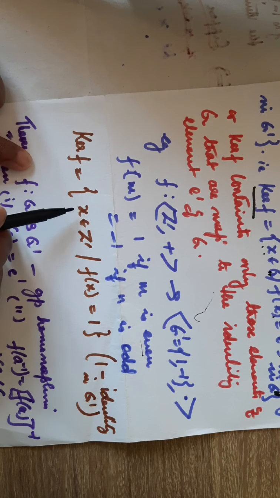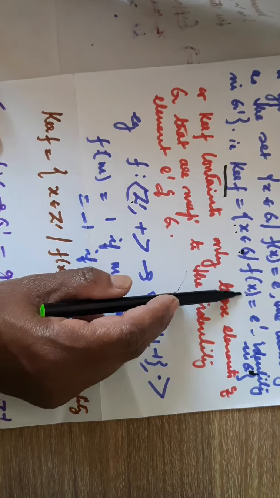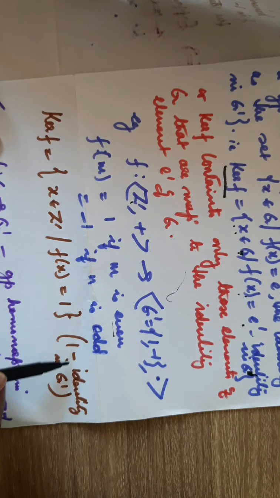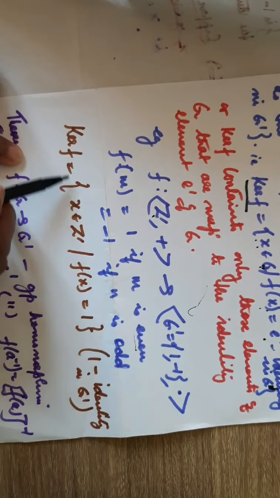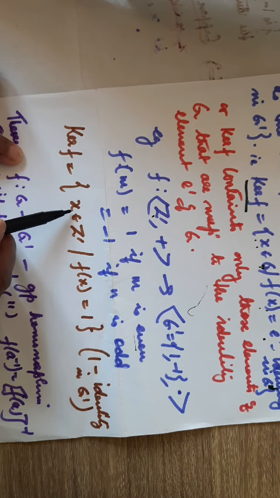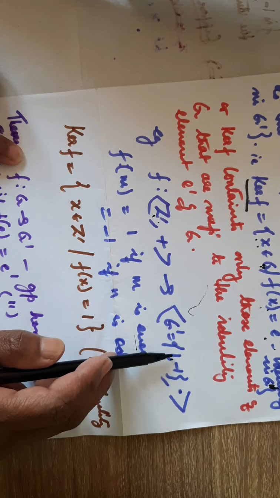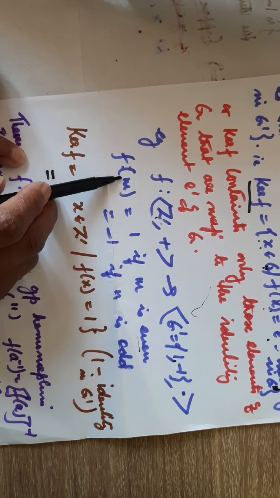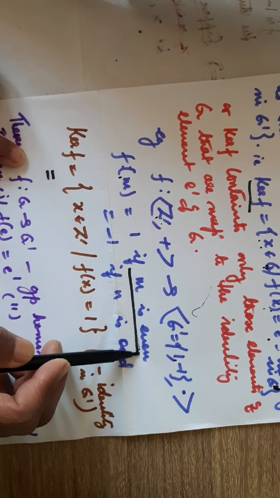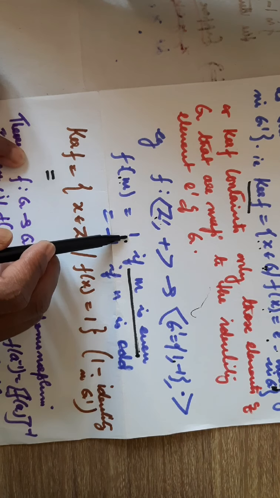Kernel of f here is, by definition, the set of x belonging to G such that f of x is equal to E prime. But what is the identity in G prime? 1 is the identity in G prime. So kernel of f by definition must contain those elements in the set such that f of x should be equal to 1, the identity in G prime. And from here we see that only when m is even, f of m, that is f of x, will be equal to 1.